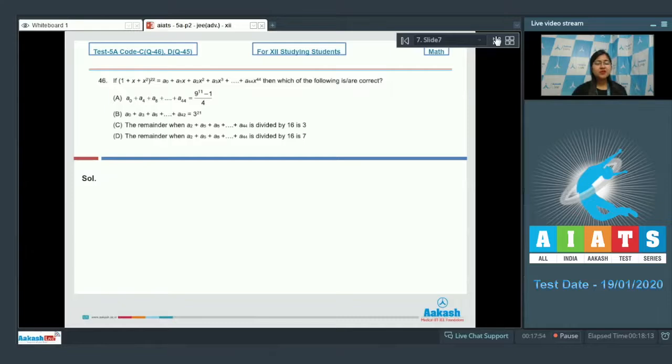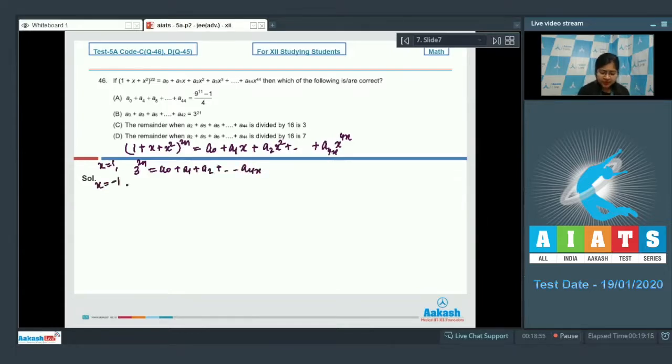Next is question number 46, which says if 1 plus x square whole raised to the power 22 is equal to a0 plus a1x plus a2x square plus a3x cube and so on, then which of the following are correct? Quite lengthy question. Let's start it. Let's assume the expansion of 1 plus x square whole raised to the power 2n, that is equal to a0 plus a1x plus a2x square and so on up to highest term x raised to the power 4n, so it is a 4n. Now here let's put x equal to 1. So we will get 3 raised to the power 2n is equal to a0 plus a1 plus a2 and so on up to a 4n.